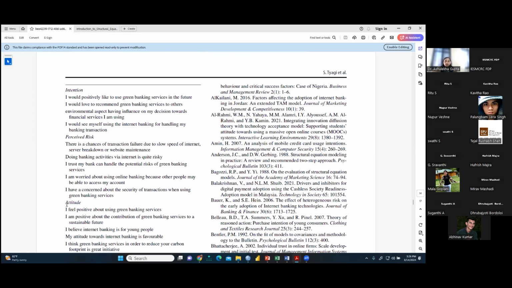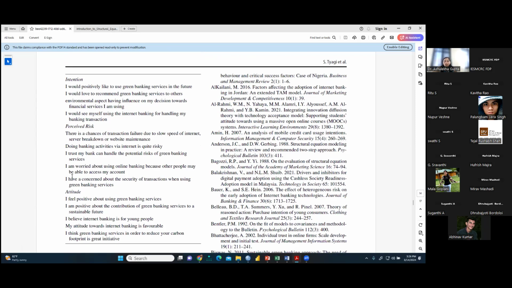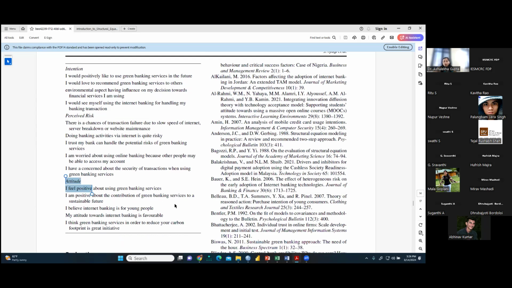Same with intention. This is the questionnaire for intention: I would positively like to use green banking. I would love to recommend green banking, and all these things. Then we come to perceived risk, which we authors have measured. Then attitude: I feel positive about using green banking services. I am positive about the contribution, and so on.